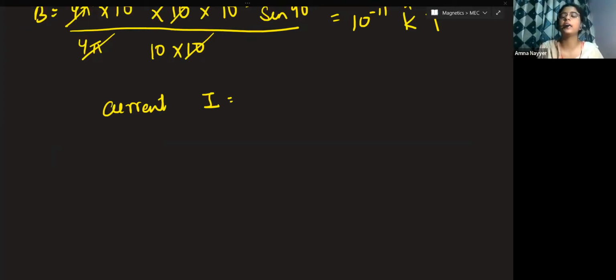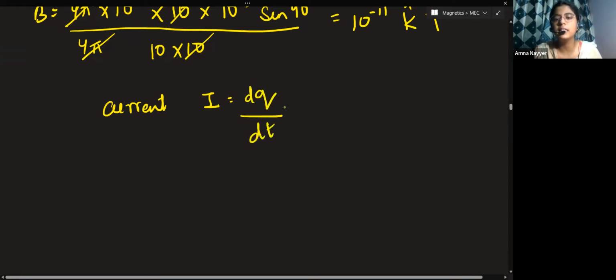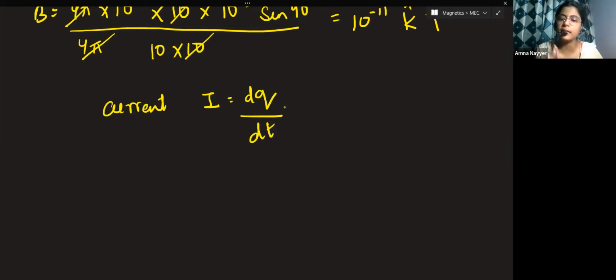See, why do people forget the definition of current? Current is basically the rate of flow of charges, the charges that flow in a single second. So this is dq over dt, the rate of flow of charges. Whatever amount of charge in coulombs has flown in a single second, that is current.